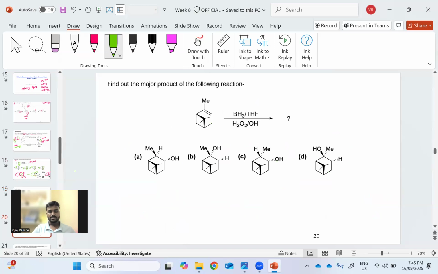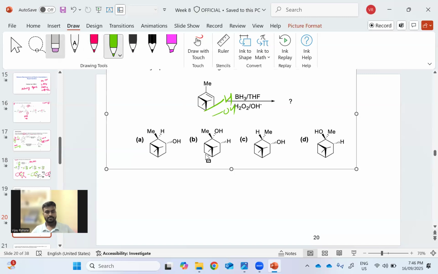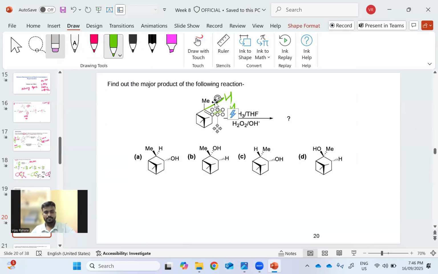Another very similar question. The only thing here is the BH3. In the earlier case, there was the BD3. The mechanism will be the same. So in this case, you can directly write down the product. So here, the hydrogen will be here, and the hydroxide will be here. And again, if you look at the stereochemistry, because on the top side there is steric bulkiness, the BH3 attack will take place on the downside. So I'll directly write down the product.